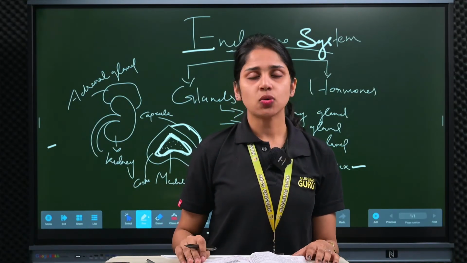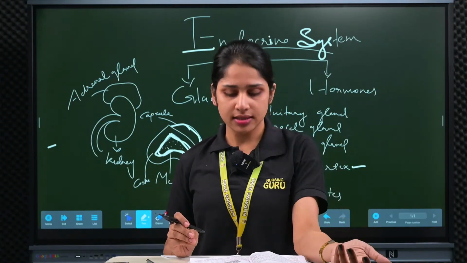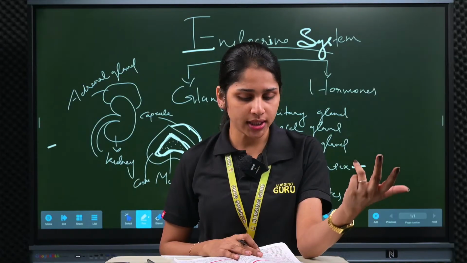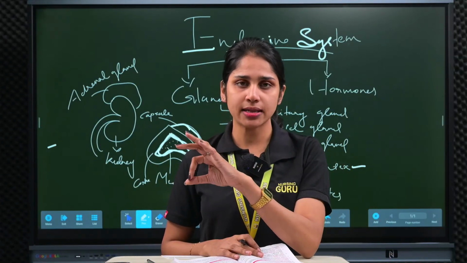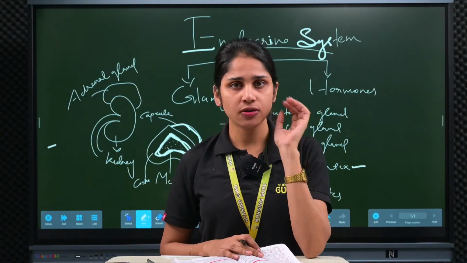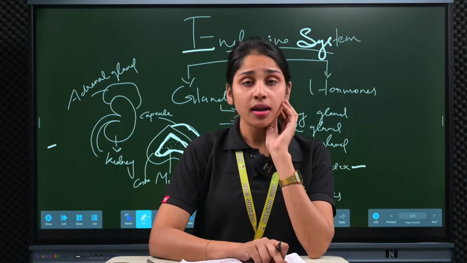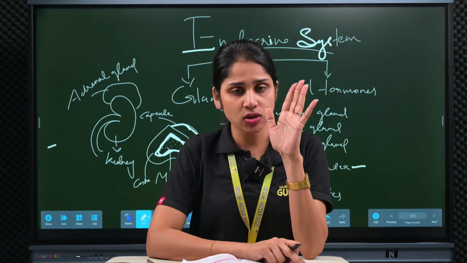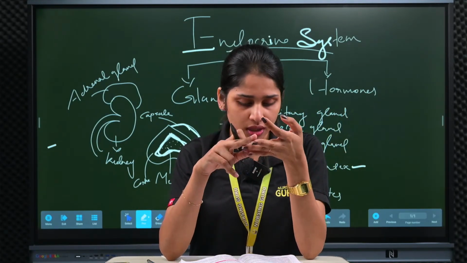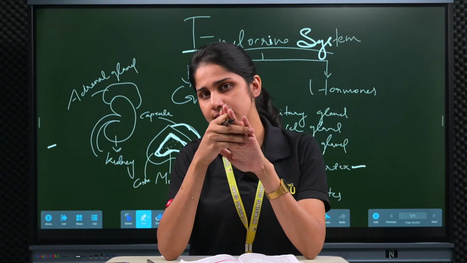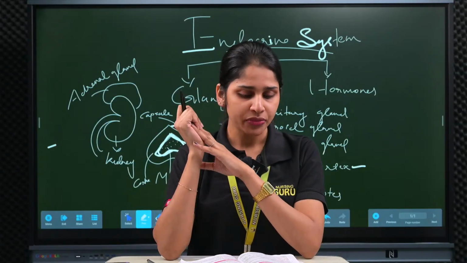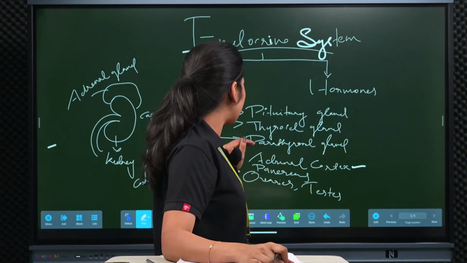What are the main functions? Functions of the pancreas: it helps in the digestion of protein, carbohydrates and fat. One more function is its endocrine part: the pancreas secretes insulin and glucagon, which control the blood glucose level. So, that is regarding our pancreas.